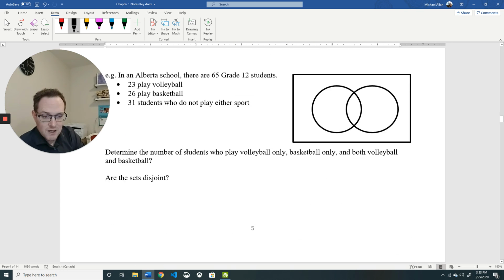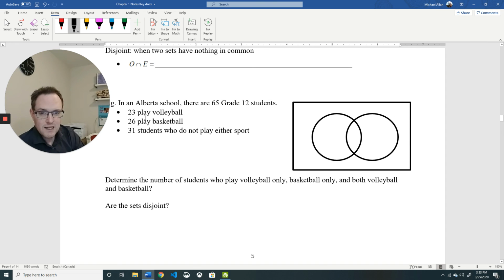And you can see that there's going to be a question like that later on here, where they don't tell you that these 23 kids here only play volleyball and only play basketball, but they could play both at the same time. They tell us that 31 kids do not play either sport. So that's a nice number. I can put that 31 on the outside.